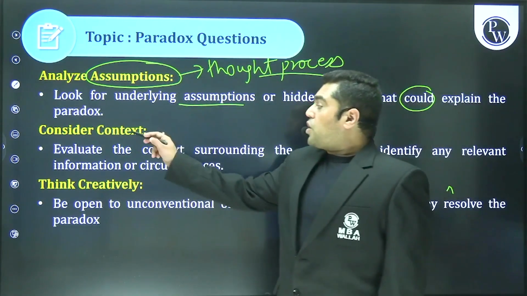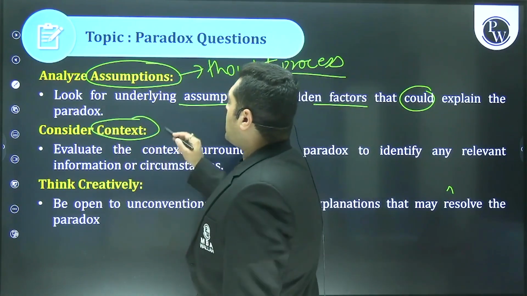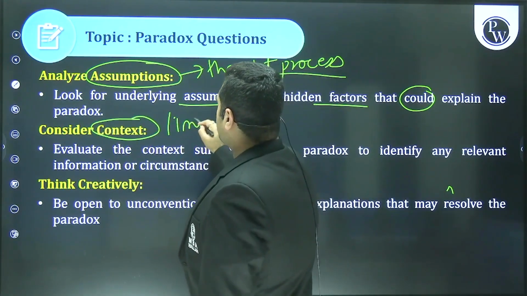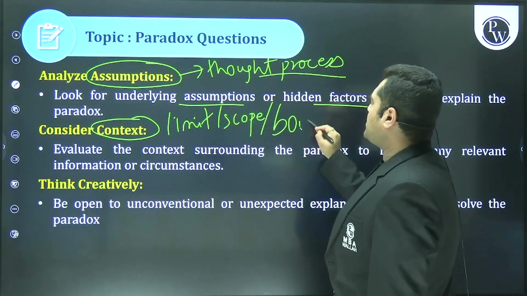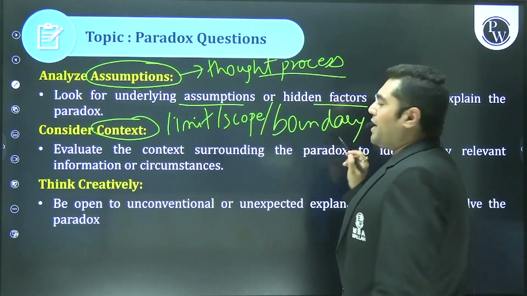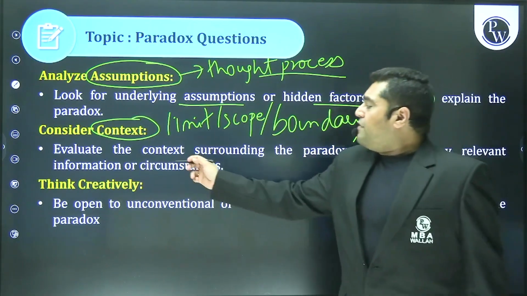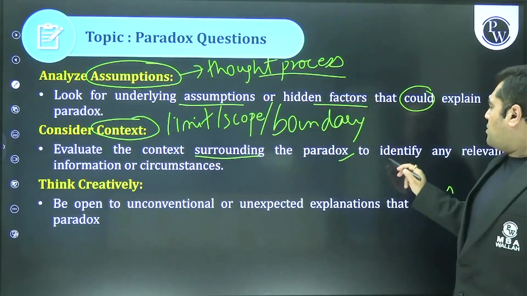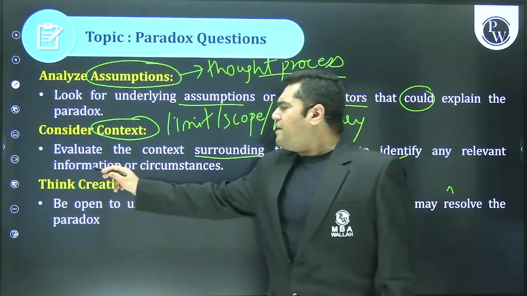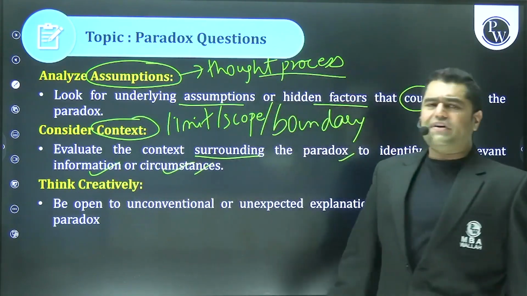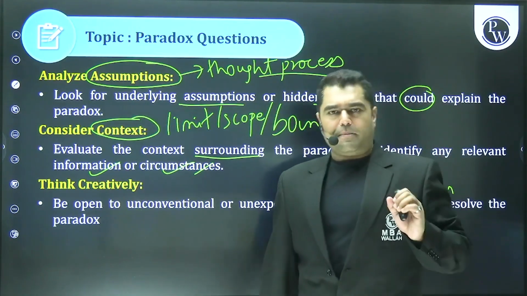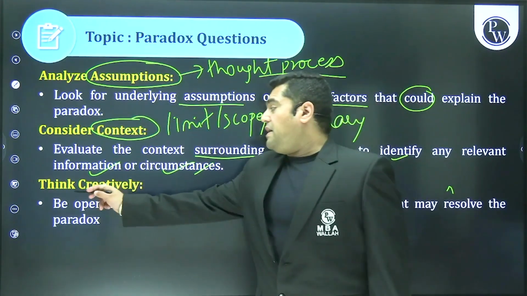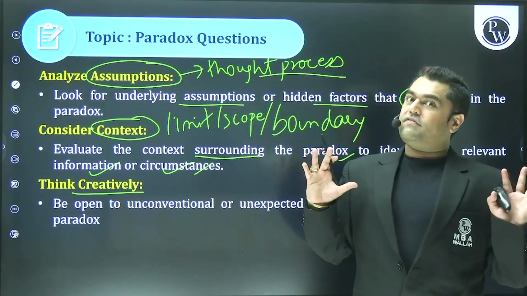ठीक है? अच्छा, कॉन्टेक्स्ट बहुत इंपॉर्टेंट है बेटा. कॉन्टेक्स्ट मतलब लिमिट ऑफ द पैसेज, स्कोप ऑफ द पैसेज, बाउंड्री ऑफ द पैसेज. ठीक है ना? सो उसके बाहर नहीं जाना, nothing alien. Evaluate the context surrounding the paradox. Identify any relevant information, any relevant circumstances. मतलब something that sticks to the passage, speaks as per the passage. ठीक है? Please think very creatively.